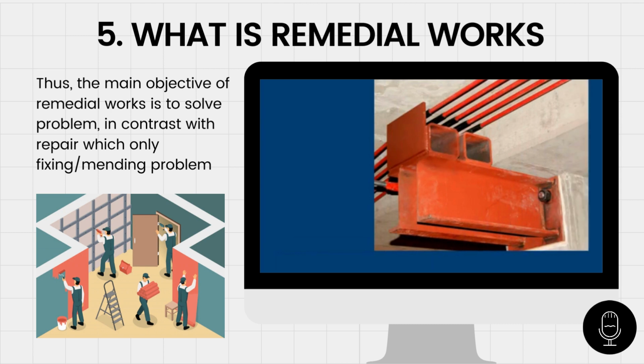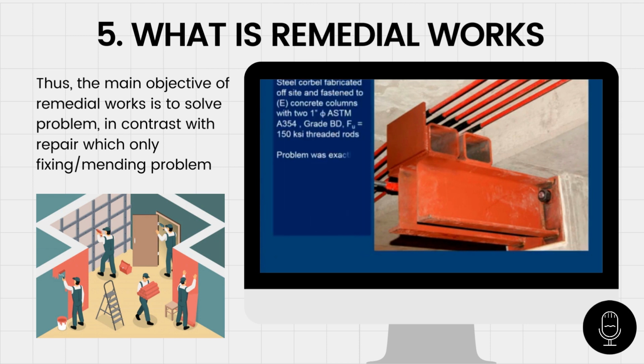These corbels were bolted on to the columns on each side with a through bolt. That through bolt was high strength, and this was really their suggestion: use two 1 inch diameter ASTM A354 grade BD bolts with ultimate strength of 150 KSI. These are all threaded rods put through the column.